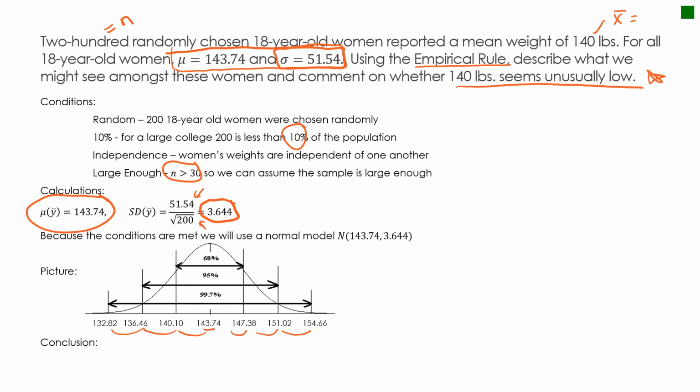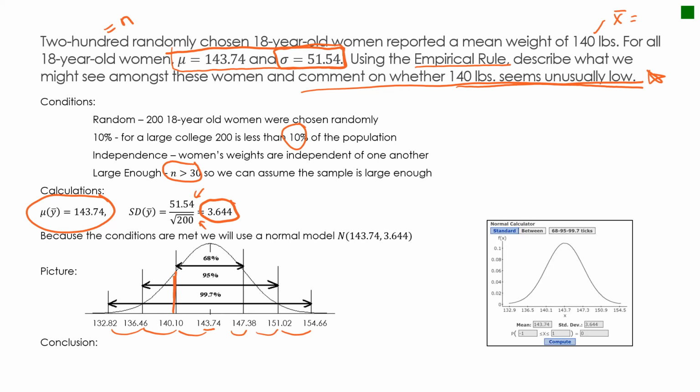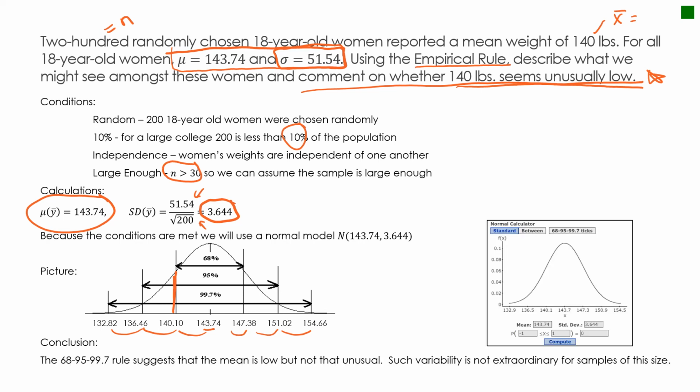But this one has an extra little fun nugget in here that says, comment on whether 140 pounds seems unusually low. So where is 140 on my picture? It's like right here. It's just to the left of one standard deviation. So am I surprised by that? No, I'm not surprised by that because it's low. It's lower than the mean, but it's not that unusual because it's essentially within one standard deviation, which 68% of my values are.